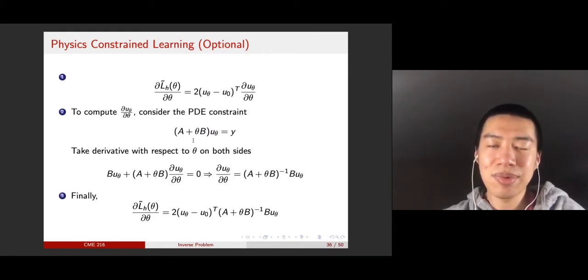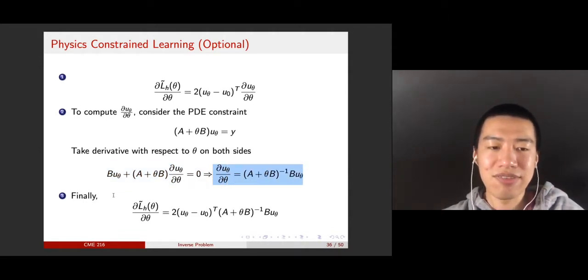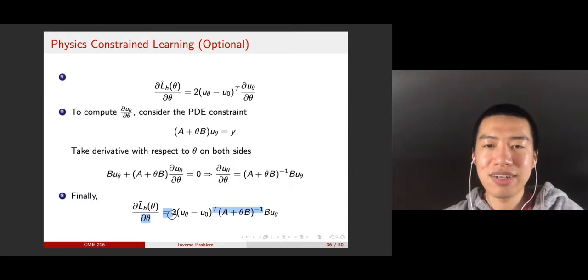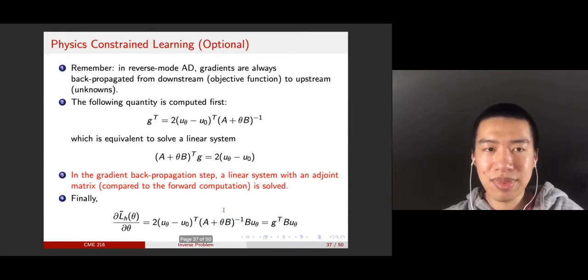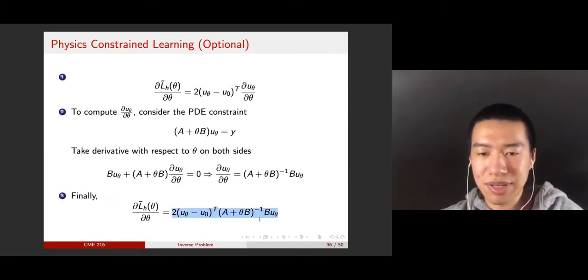Like the implicit function theorem, we treat U as depending on theta, and here is also theta. We take the derivative with respect to theta on both sides, so we get this formula. We rearrange that and solve for the derivative of U with respect to theta, so we get this formula. And finally, we just put them together into this equation and get this formula. So this is how we compute this gradient.